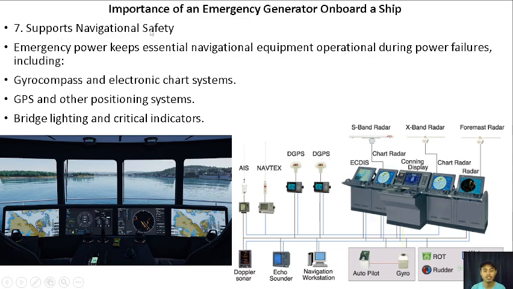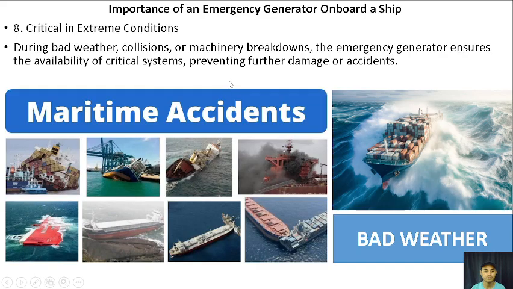Seven, it supports navigational safety. Emergency power keeps essential navigation equipment operational during power failures, including the gyro compass and electronic chart systems, GPS and other positioning systems, the bridge lighting, and critical indicators. It is also important because it is critical in extreme conditions. During bad weather, collisions, or machinery breakdowns, the emergency generator ensures the availability of critical systems, preventing further damage or accidents.